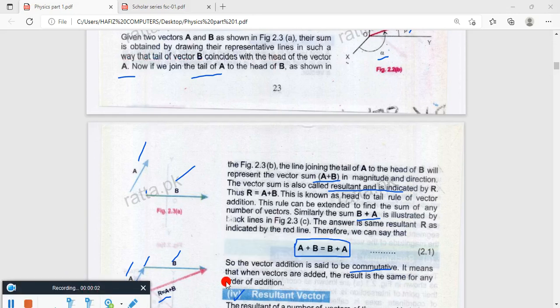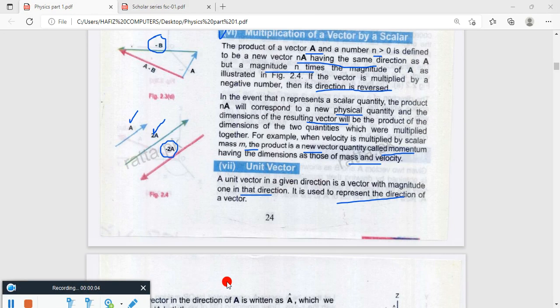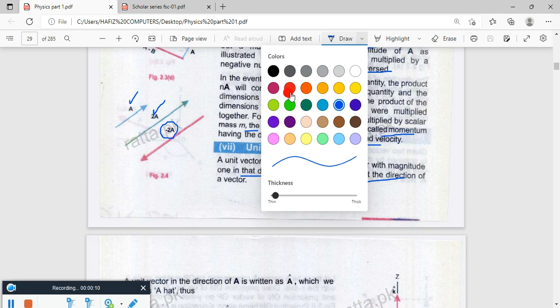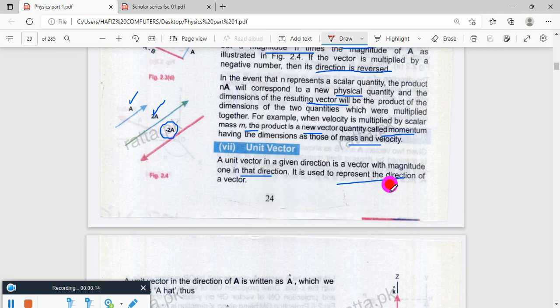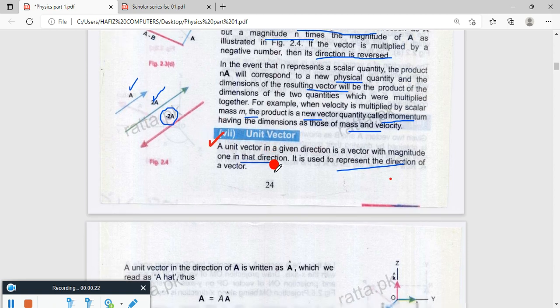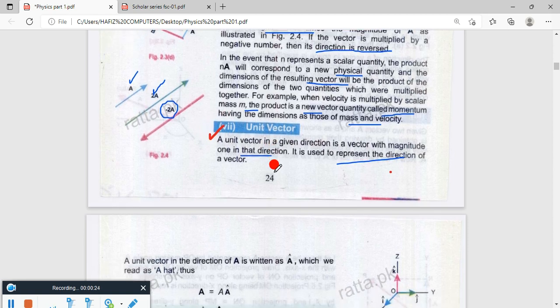In this video, first we will see what a unit vector is. A unit vector in a given direction is a vector with magnitude 1 in that direction. Having a magnitude of unity is called a unit vector. It is used to represent the direction of a vector.